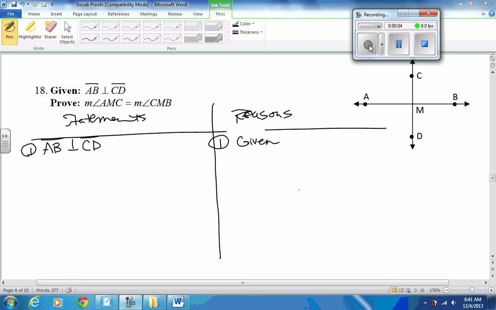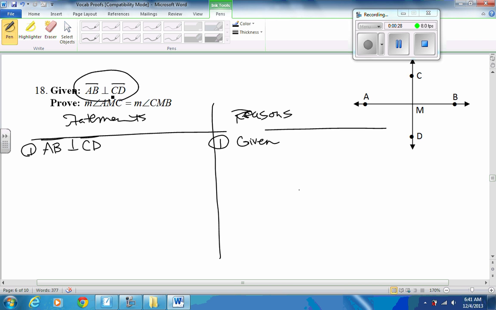We're only given one statement, so we need to look at that statement. Segment AB perpendicular to CD, and see if we can't figure out what type of conclusion we can make. So look at your sheet where you have all those properties and definitions and theorems and figure out, okay, what conditions does that statement satisfy?